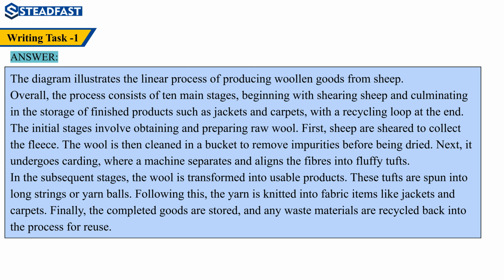First, sheep are sheared to collect the fleece. The wool is then cleaned in a bucket to remove impurities before being dried. Next, it undergoes carding, where a machine separates and aligns the fibers in fluffy tufts. In the subsequent stages, the wool is transformed into usable products. These tufts are spun into long strings or yarn balls. Following this, the yarn is knitted into fabric items like jackets and carpets. Finally, the completed goods are stored and any waste materials are recycled back into the process for reuse.